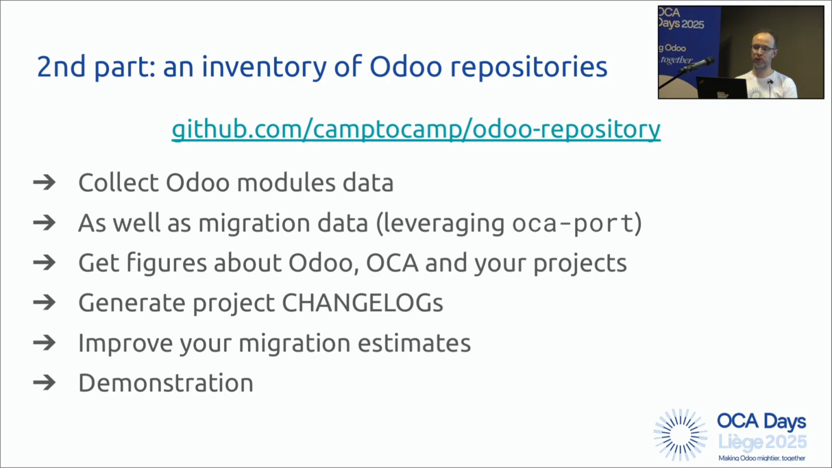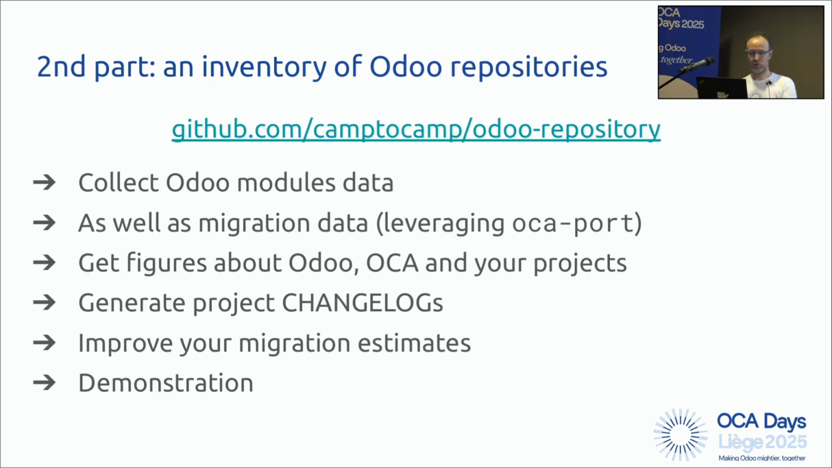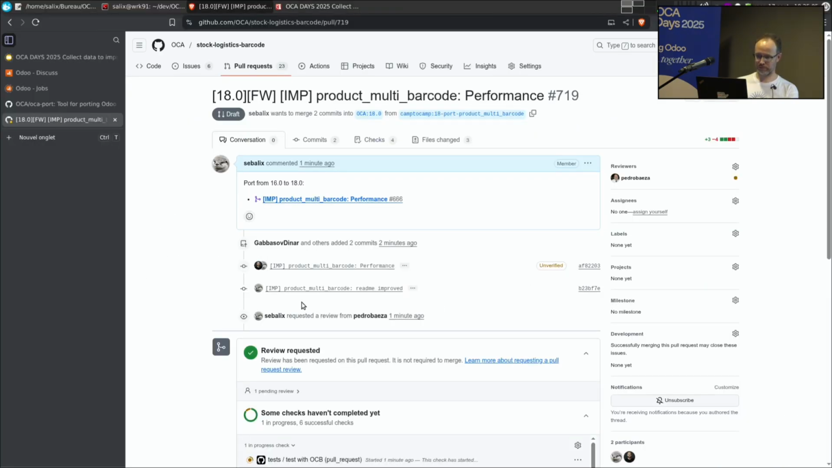You can generate project change logs, and then improve your migration estimates and maintenance, like what modules need to be updated in my given project, because there is a new version published in OCA. And I will do the demonstration first.